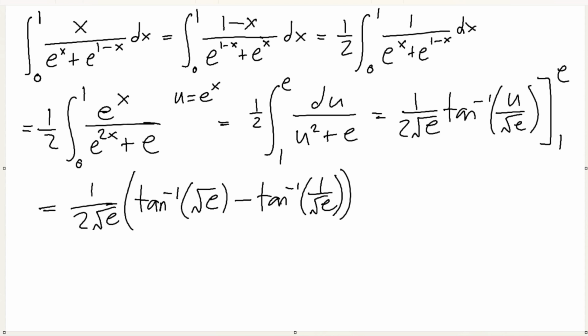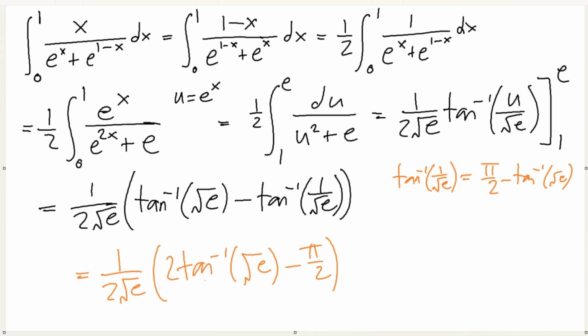But because this is minus, we're just going to leave it like this. You could simplify it. Wolfram Alpha does this thing where it writes the inverse tangent of 1 over e as pi over 2 minus the inverse tangent. I think this is how Wolfram Alpha would have answered it, but I would just leave it like this, just for the sake of time.